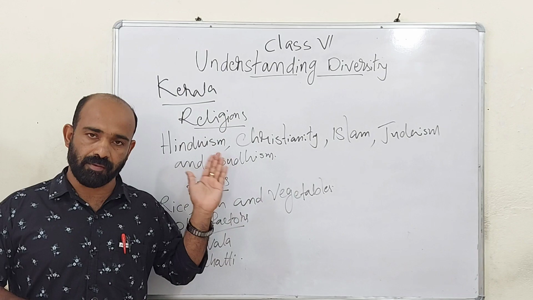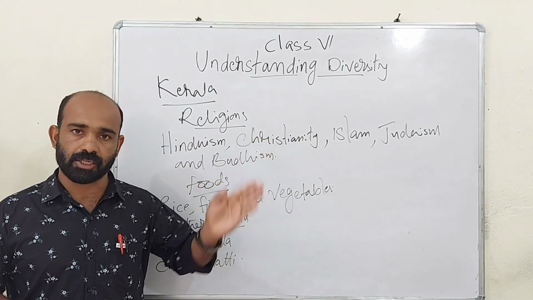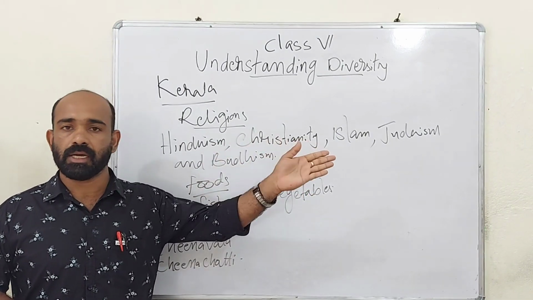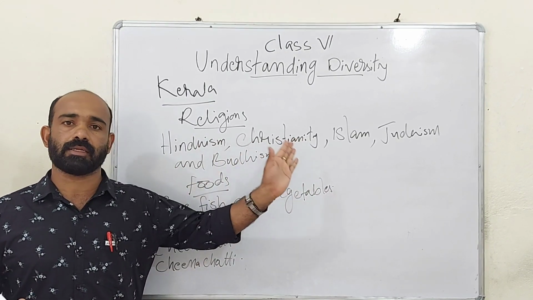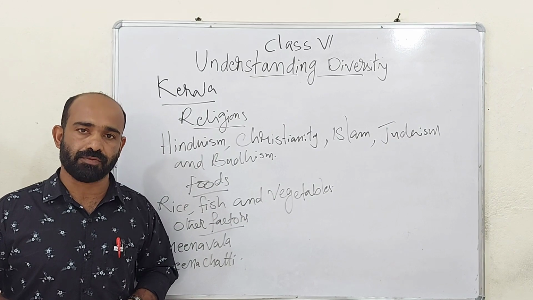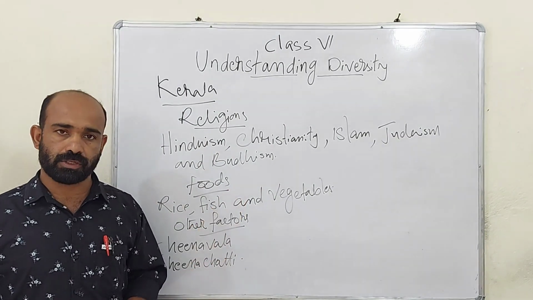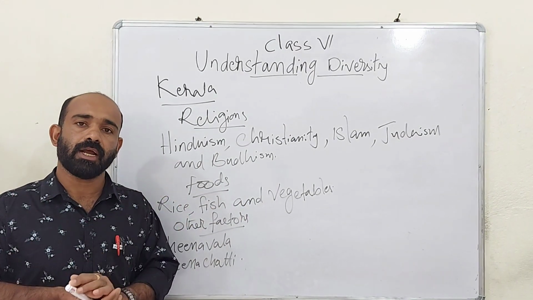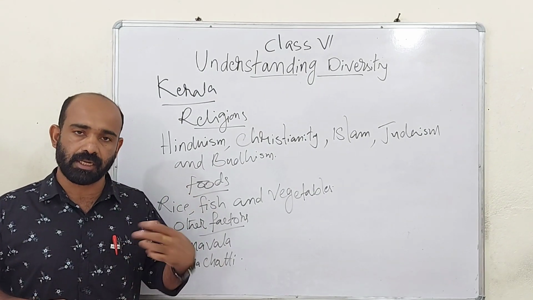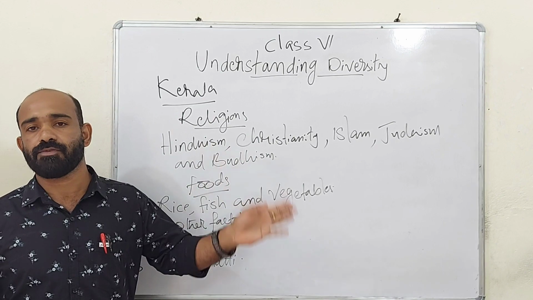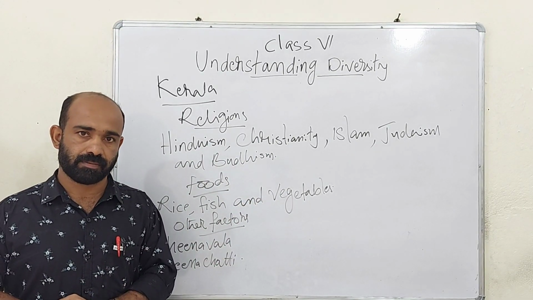Some people believe in Hinduism, some in Christianity; the Islam religion is also found there, along with Judaism and Buddhism. People follow these different religions in the state of Kerala. And for food, people mainly eat rice, fish and vegetables. People eat all other types of food, but still mainly rice, fish and vegetables.